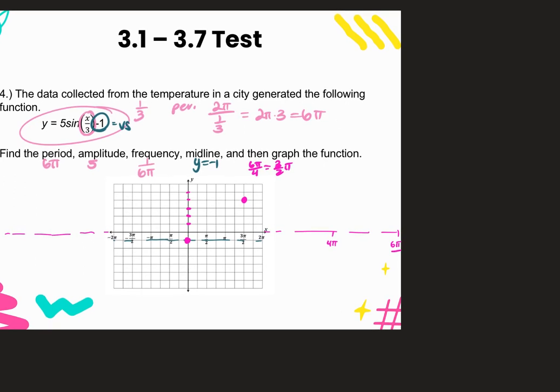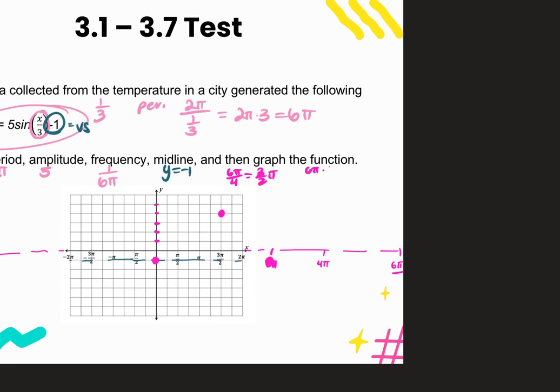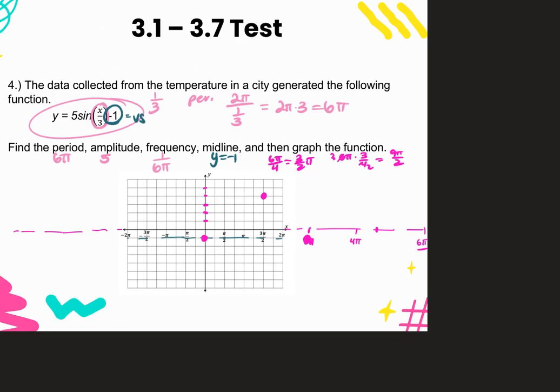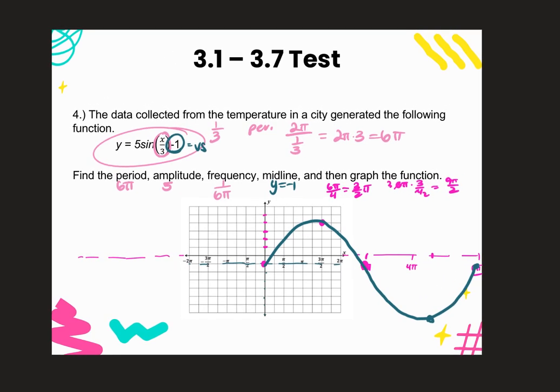Then halfway between 0 and 6 pi is 3 pi. That's where it's going to come back down to -1. It's going to go down underneath 6 pi times 3/4. So 9 pi over 2, or 4.5 pi around here. It's going to go to -6 because it should be an amplitude of 5, but we shifted it down 1, 2, 3, 4, 5, 6 here. And then we come back up to -1. That would be the graph of your original function.